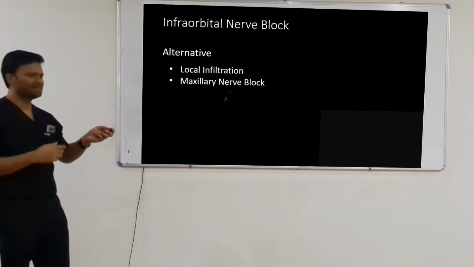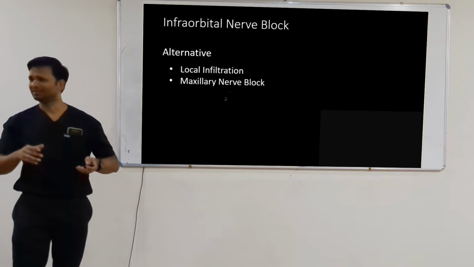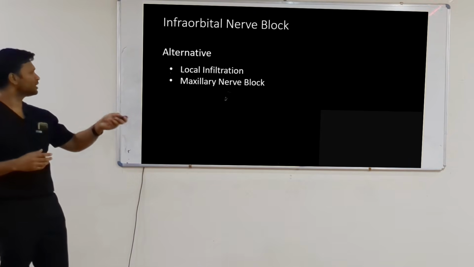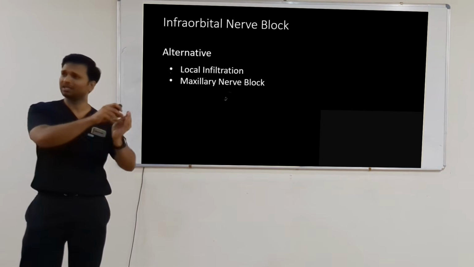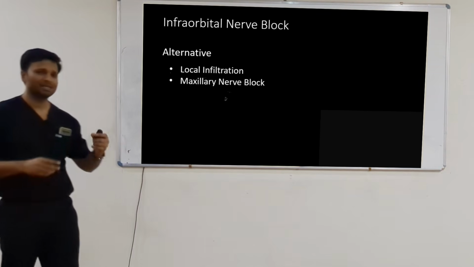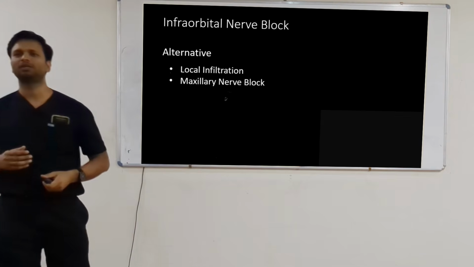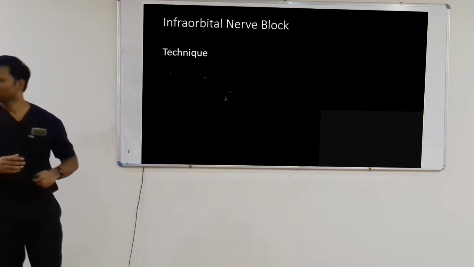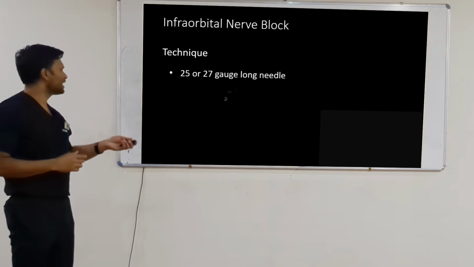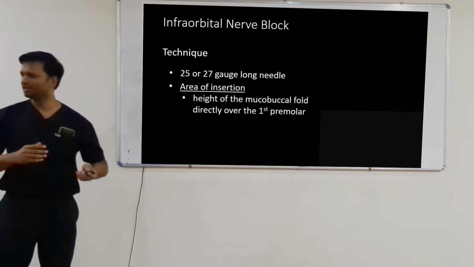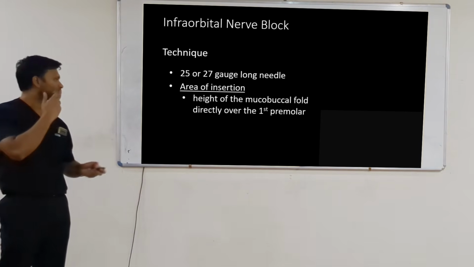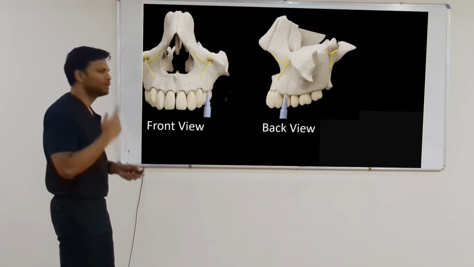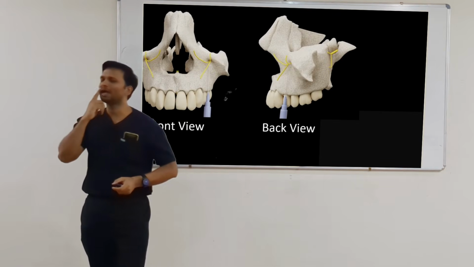Again, alternative. This is going to repeat in every nerve block: local infiltration is the alternative when a smaller surgical area is there. If a larger surgical area is there and you're not able to give an infraorbital nerve block, then you can go for a maxillary nerve block. So technique. Again, as always, 25-27 gauge needle. Area of insertion is the mucobuccal fold directly over the first premolar, at the height of the mucobuccal fold at the first premolar.